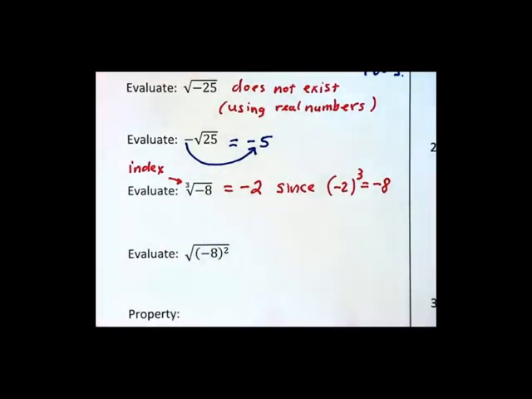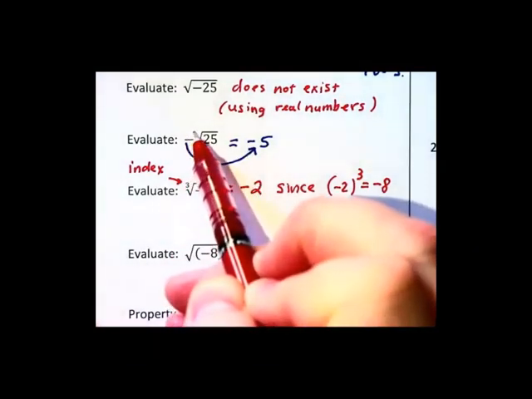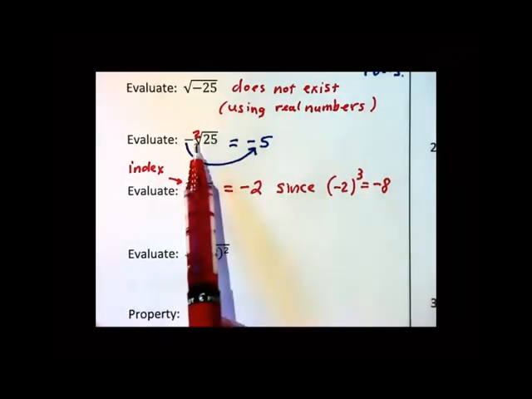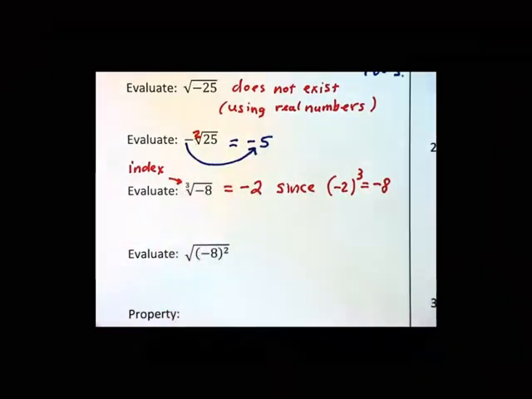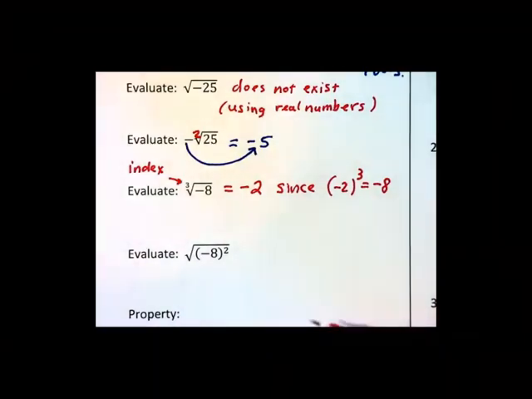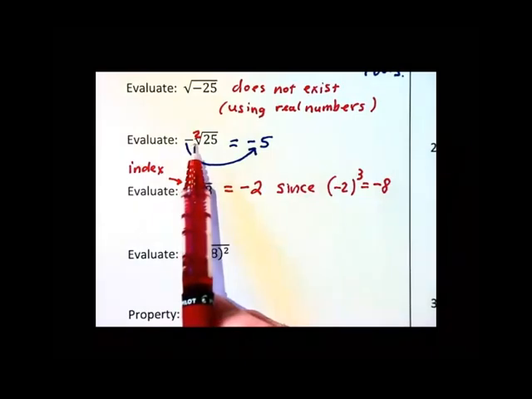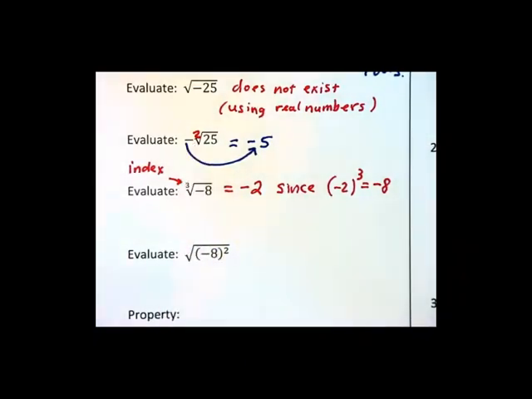And even though we don't write it, there's an understood 2 index on any square root. But just like we don't write a 1 in front of an x because it's an extra symbol that we have to write, we don't write the 2 inside the square root symbol because the index is assumed to be 2 unless we write otherwise.